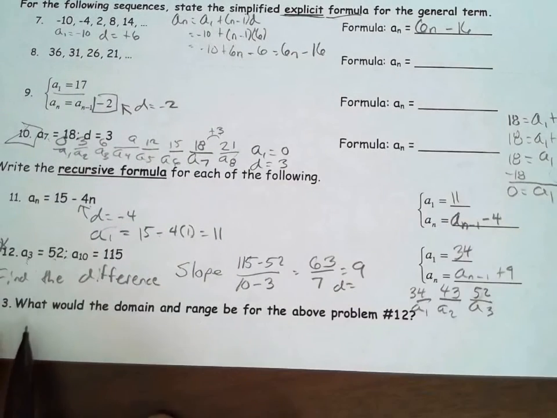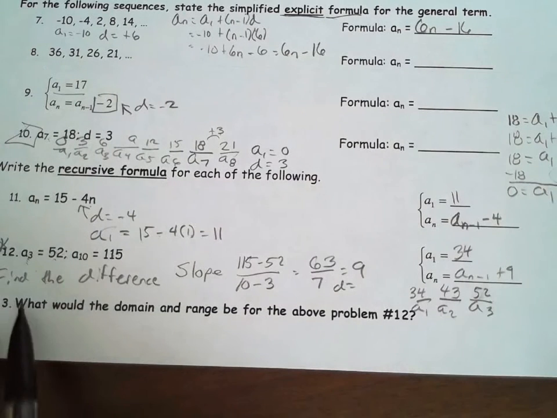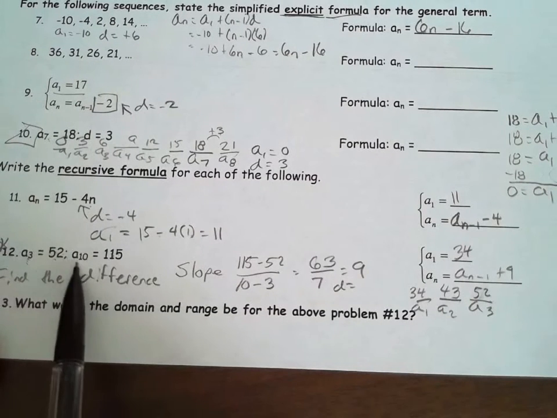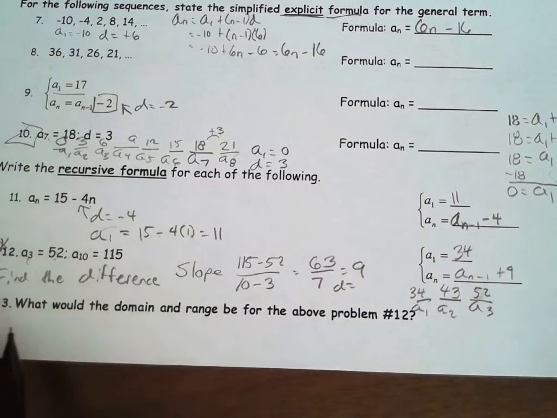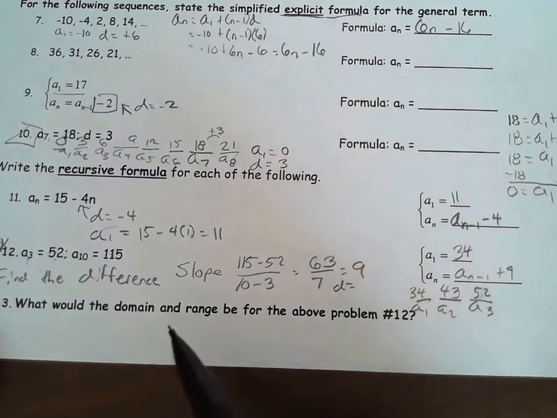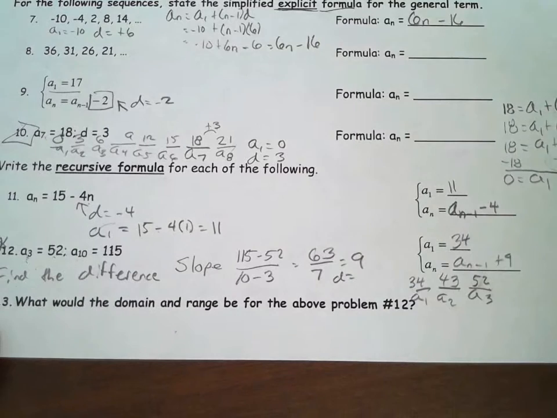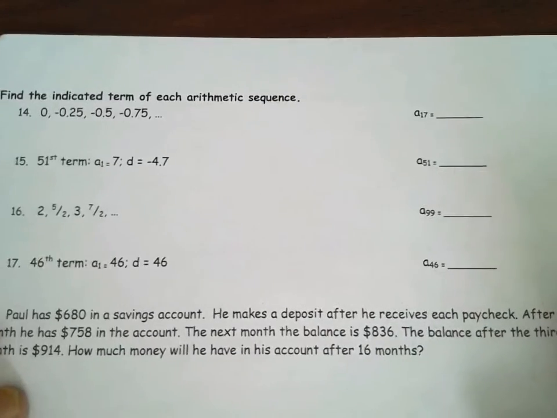So what would the domain and range be for the above problem number 12? Basically, since it's stopping at 10, the domain will be 1 through 10, and then the range would be the terms that you would get from substituting 1, or what the first term is, what's the second term, what's the third term, and so on and so forth.